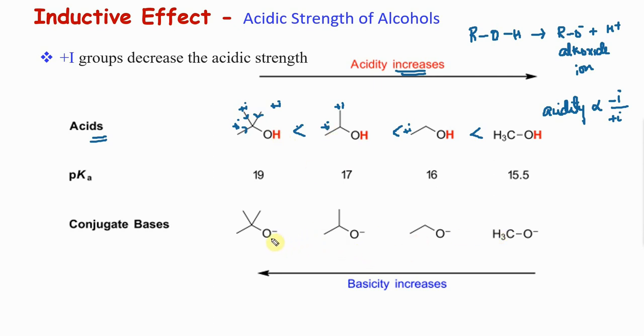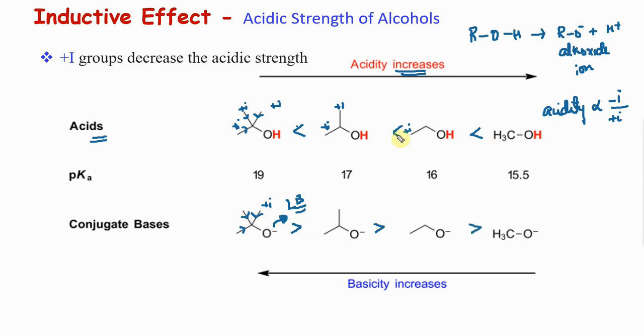Imagine this has a negative sign. How do I stabilize myself if I have a lot of negative energy? If somebody takes it away from me, I will feel good. But these groups are giving me more. So plus I destabilizes the negative sign, as we saw in the previous slide. Because of that, the conjugate base is not stable. So what will it try to do? Because these groups are giving me electrons, I want to give it to somebody else, because I cannot hold it myself. The tendency to donate electrons to somebody is called a base, or Lewis base. So the basicity of this molecule is very high.